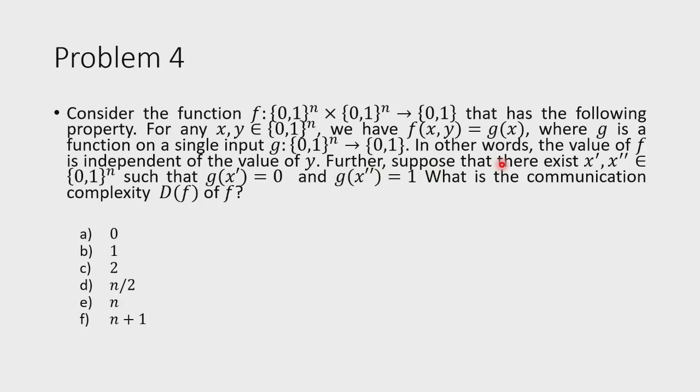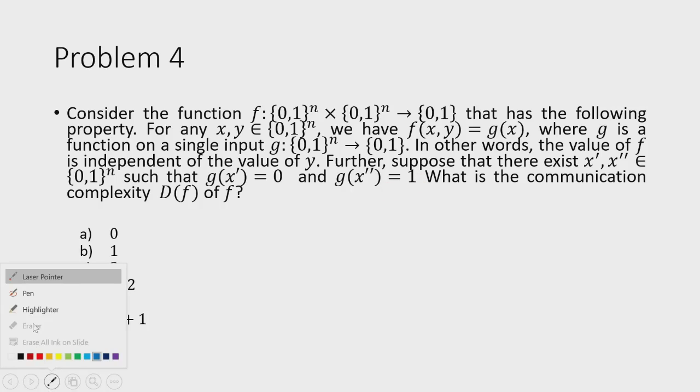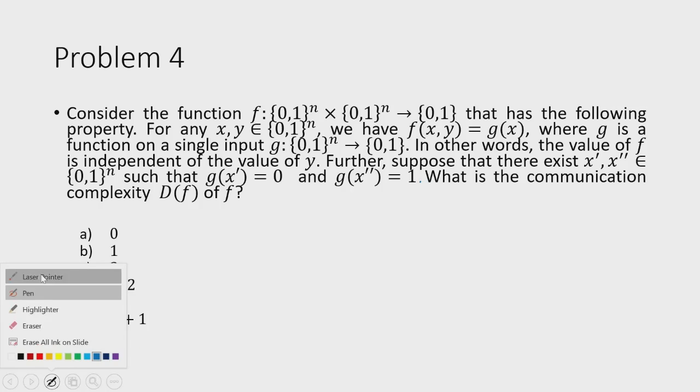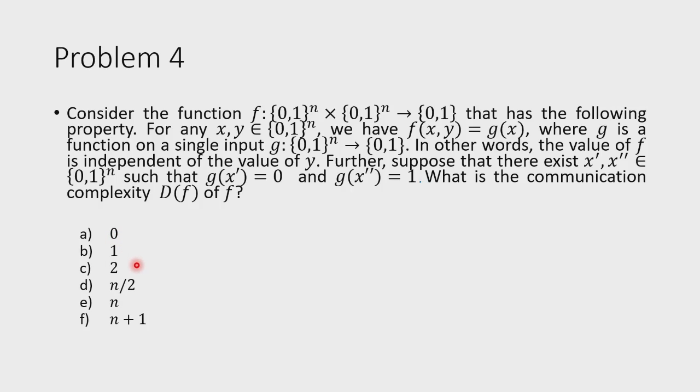Further, suppose that there exist x' and x'' in {0,1}^n such that g(x') is equal to 0 and g(x'') equals 1. What is the communication complexity D(f) of f? The options are 0, 1, 2, n over 2, n and n plus 1. So again, this needs to be argued, but would you like to take a guess what the communication complexity is?